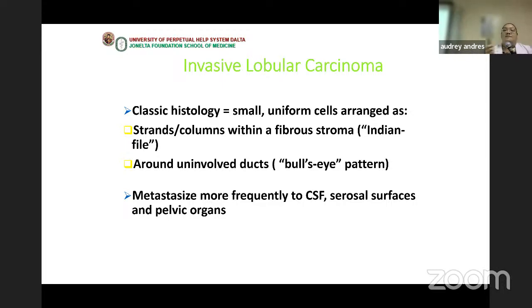Compared to your invasive ductal carcinoma, which metastasizes where? Where's your IDC metastasizing to? If ILC is CSF, serosa, and pelvic organs, your invasive ductal metastasizes where? That's just two slides ago.